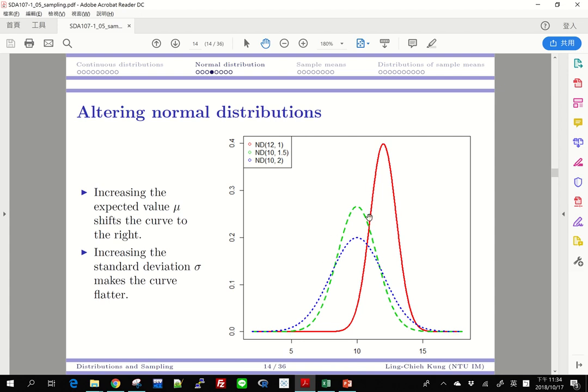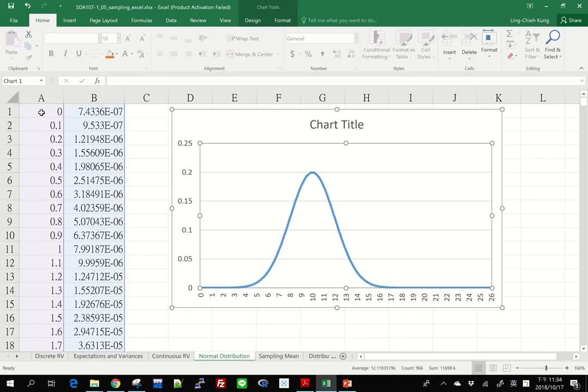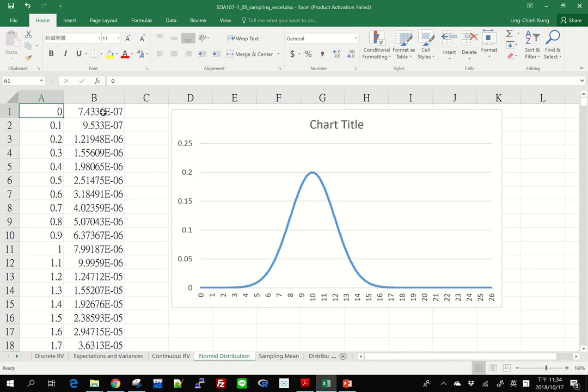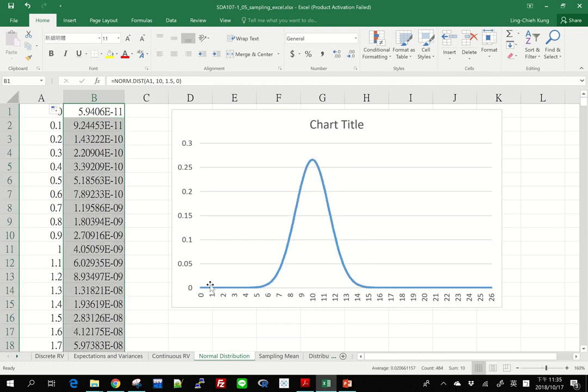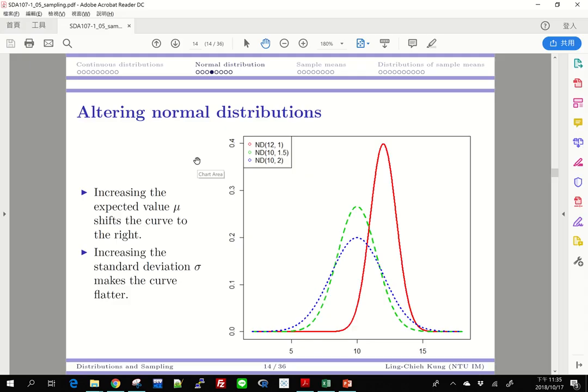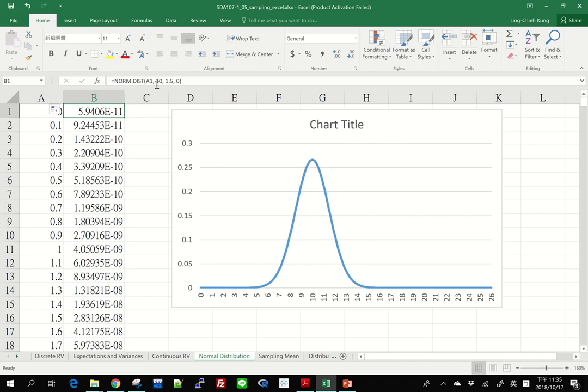How about we get the green one? The green one is also easy to get. All we need to do is change the standard deviation to 1.5. Here, everything is with about 2, so let me change it to 1.5, and then remove everything. We get another curve that is tighter in some sense, and the peak is about 0.26. Lastly, I want to get the red one, 12 and 1. So let me try it.